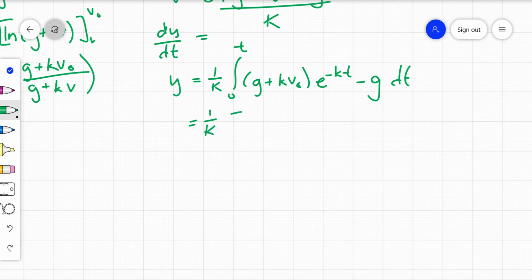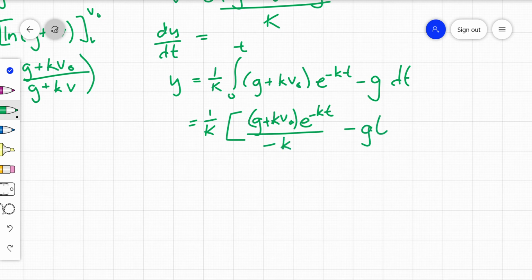Integrating the first term here, I'm going to have (g + kv0) times e to the minus kt, but I'm dividing by minus k. And for the other term, integrating, I've got minus gt. Remember, I'm going between 0 and t. I might times the other side by k, so I've got ky.